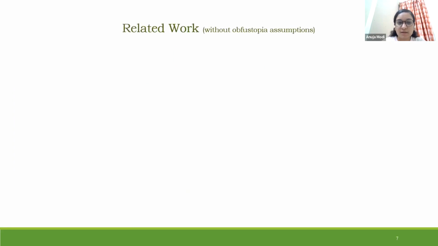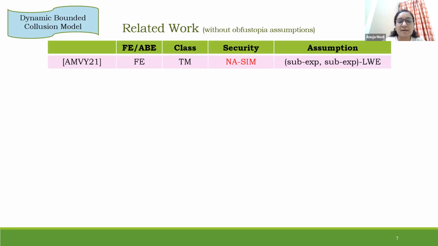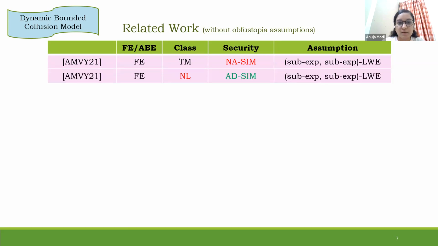So now let us look into the related work. Basically, we would be looking at the work which is in the dynamic bounded collusion model. Agrawal et al. constructed functional encryption for Turing machines, which is non-adaptive simulation secure, from the assumption of sub-exponential hardness of LWE with sub-exponential approximation factor. They also constructed adaptively simulation secure FE, but at the cost of supporting a lower class, that is NL.